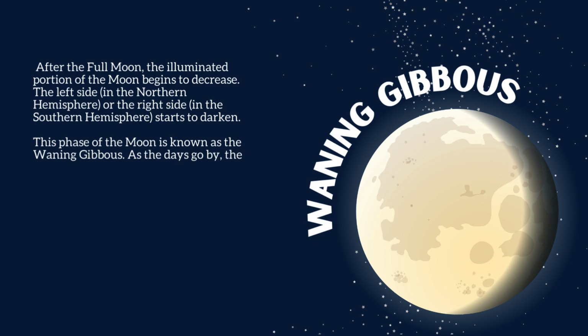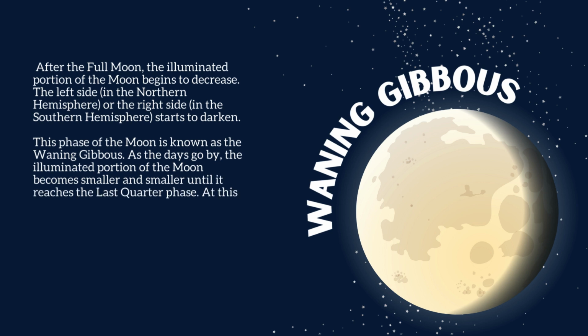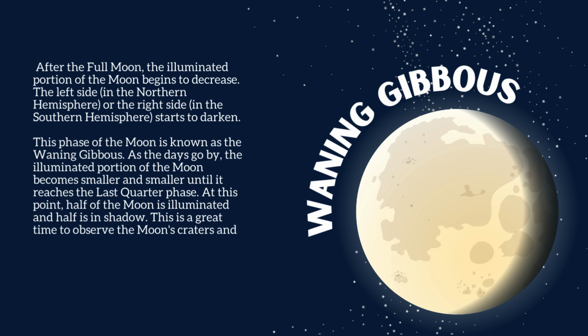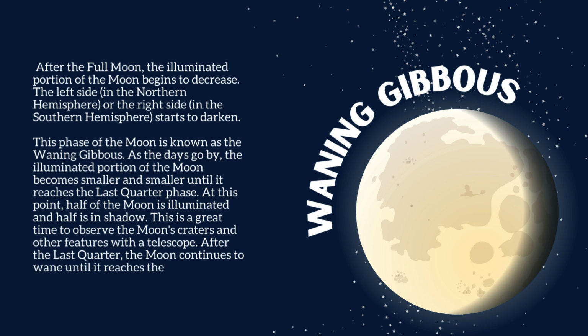As the days go by, the illuminated portion of the moon becomes smaller and smaller until it reaches the last quarter phase. At this point, half of the moon is illuminated and half is in shadow. This is a great time to observe the moon's craters and other features with a telescope. After the last quarter, the moon continues to wane until it reaches the new moon phase, which marks the beginning of the lunar cycle all over again.